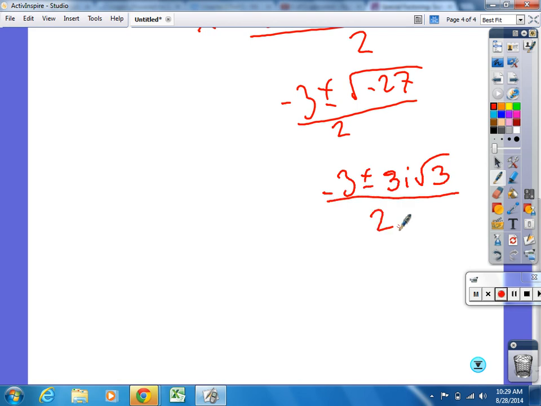So what are your zeros? 3, comma, that stuff. There's your 3. Does everybody see it? We got 1. Our second one is negative 3 plus 3i root 3 over 2. Our third one is negative 3 minus 3i root 3 over 2. Yes, no? Feeling comfy somewhat? Okay?